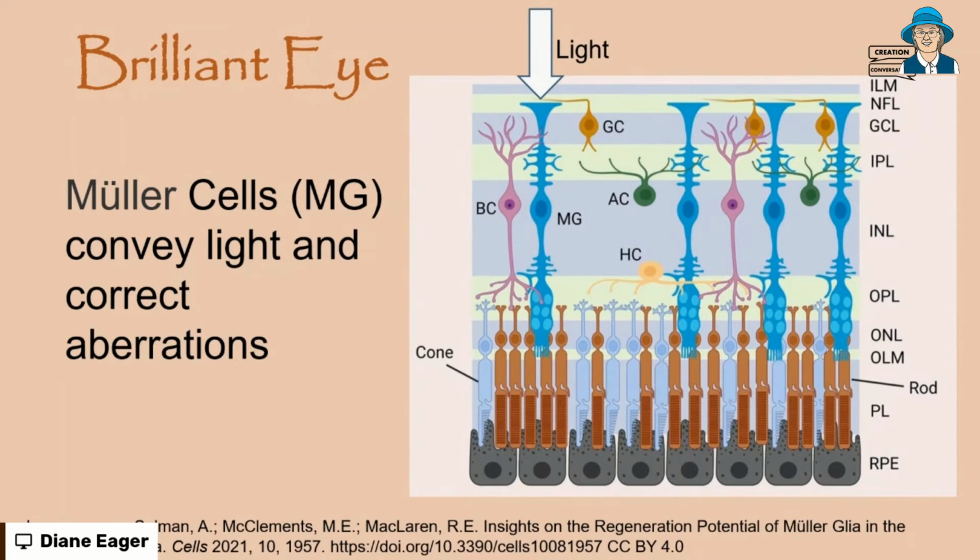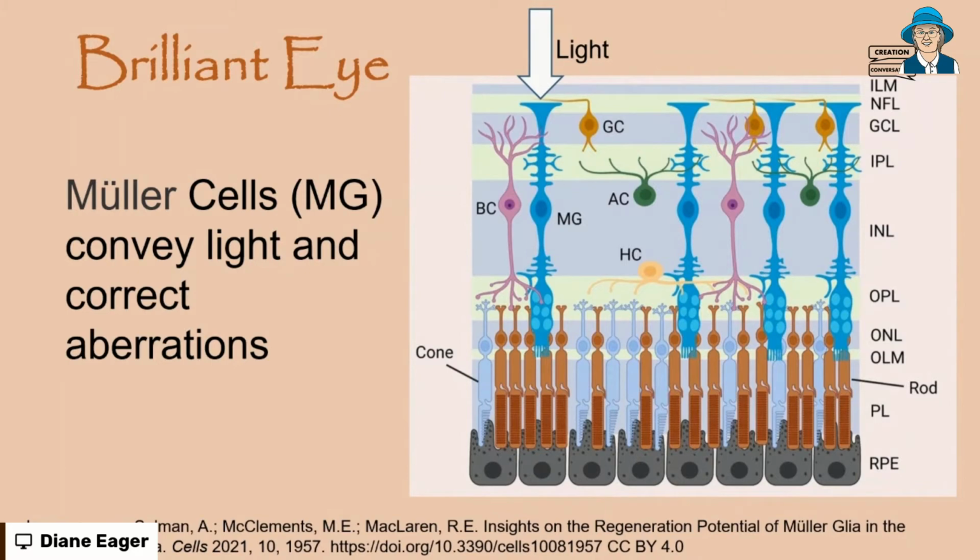So the cells there labeled Mg, the blue ones, are important here because they are the ones that actually initially collect the light, and they act like fiber optic cables that light is conveyed through. The light doesn't have to bounce around through all those millions of other cells and eventually land in a cone or a rod cell. The Muller cells conduct the light through all those layers.